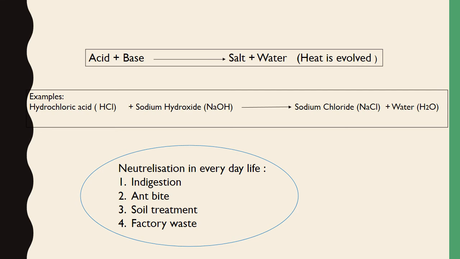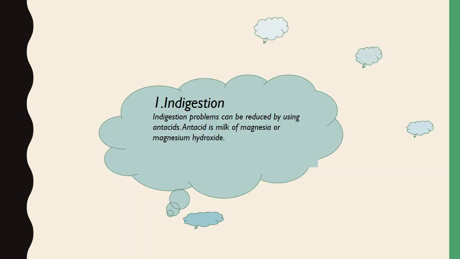So where do we use this neutralization reaction? What is the use of studying this neutralization reaction? So neutralization in everyday life. Where do we use it in our everyday life? We use it in indigestion problems, ant bite, soil treatment, and factory waste. So let us study how we use it in everyday life.